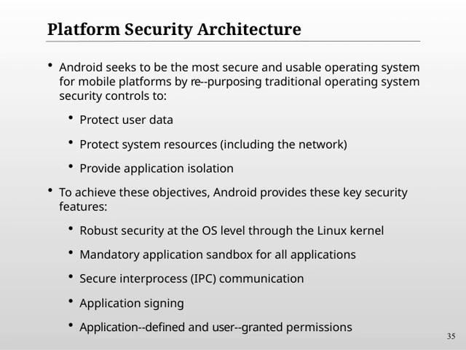It also safeguards system resources, including the network, to prevent unauthorized access. Another key aspect is application isolation, which ensures that each app operates in its own secure environment. This way, one app can't interfere with or access data from another.